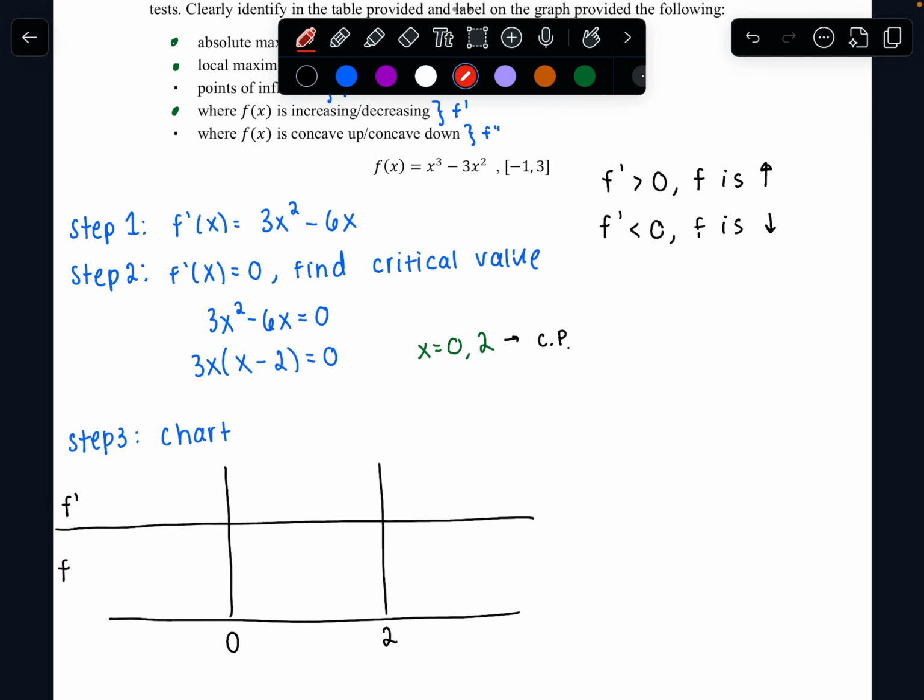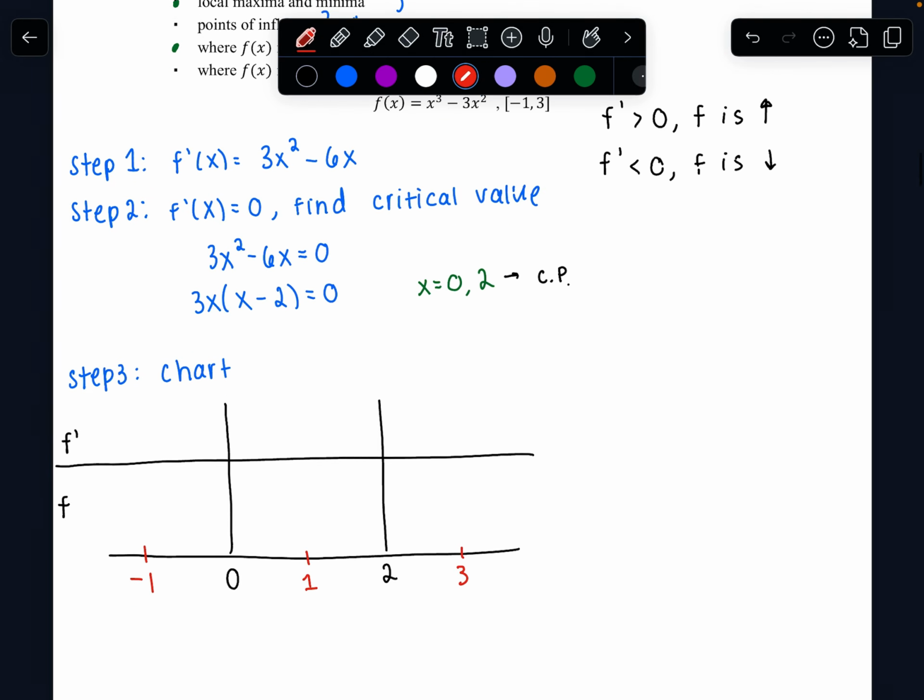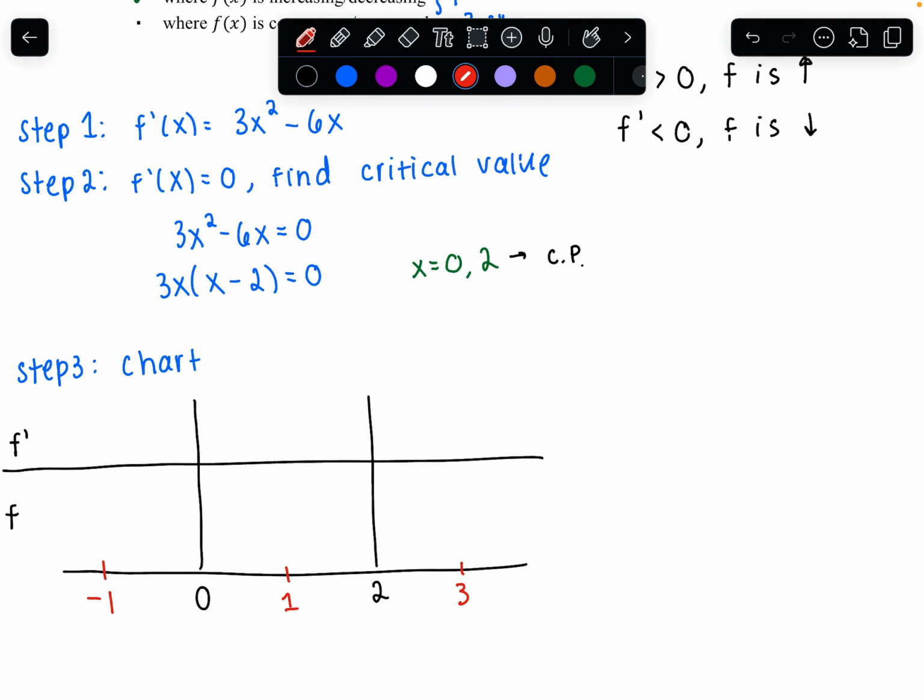So I want to figure out what's happening between 0 and 2. So let's look at, I don't know, 1. I also want to see what's happening after 2. So maybe I look at 3. And I want to see what's happening before 0. So maybe let's look at negative 1. Because remember, at 0 and 2, this is when the original function f changes from increase to decrease by definition of critical value.